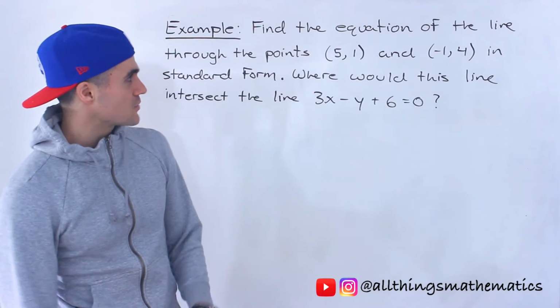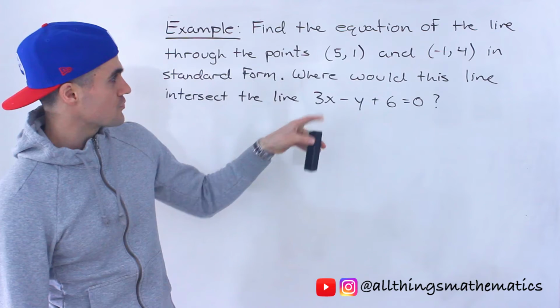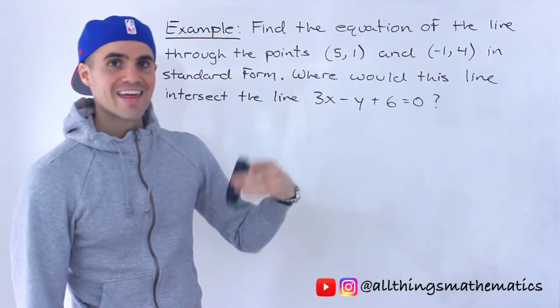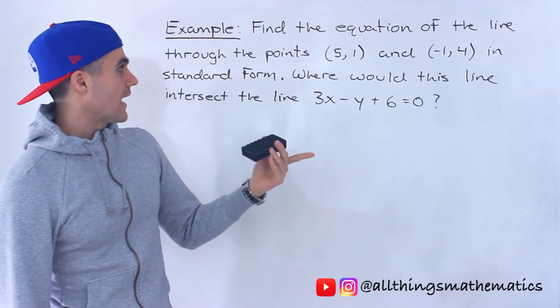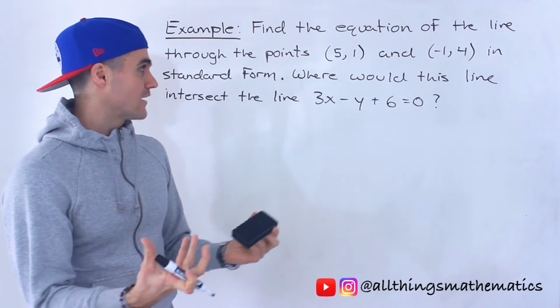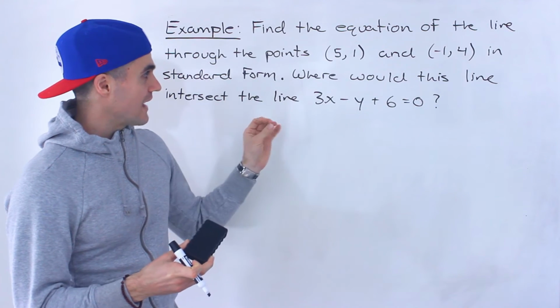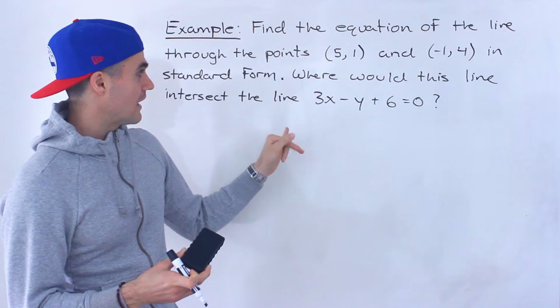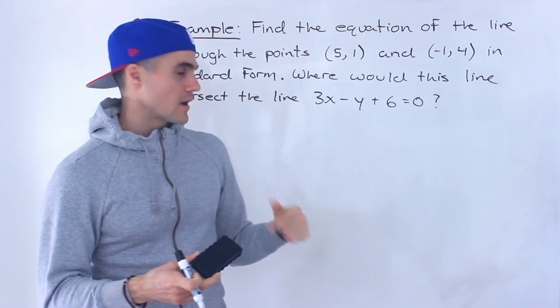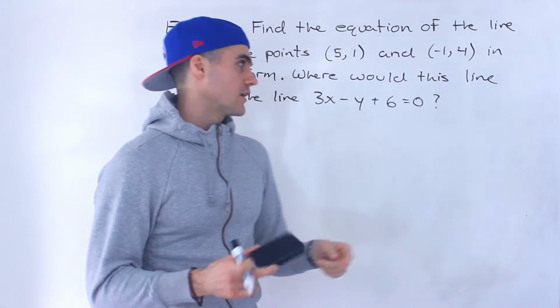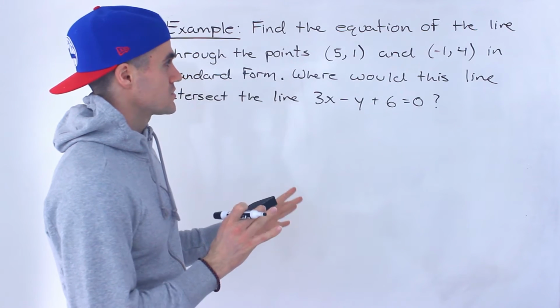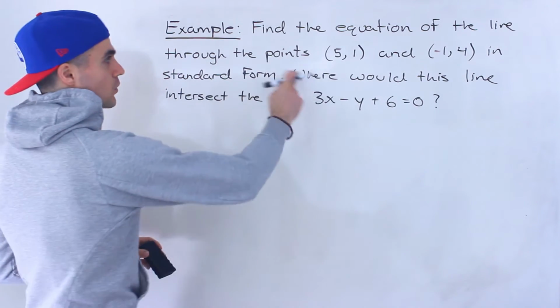Moving on to the next question, we have to find the equation of the line that goes through the points (5, 1) and (-1, 4). We have to find the equation of that line in standard form. And then after we get the equation of that line, we have to find where that line and the line 3x - y + 6 = 0 intersect. So there are going to be two parts to this question. The first part, let's find the equation.